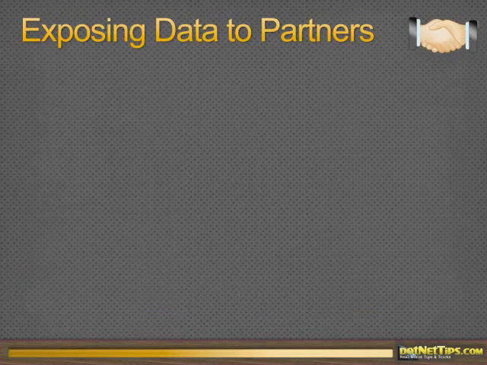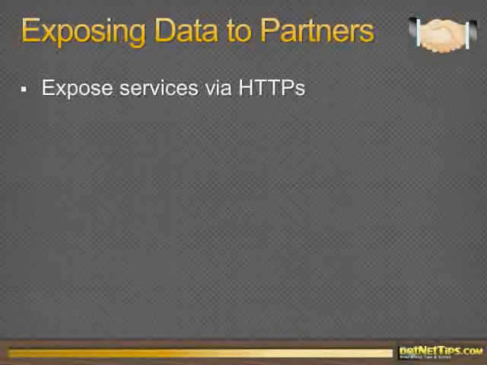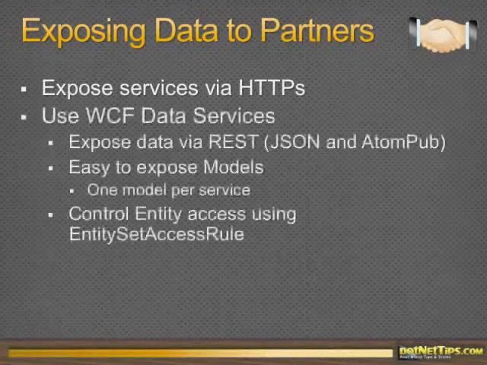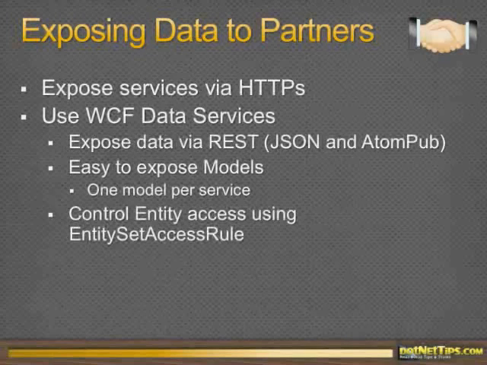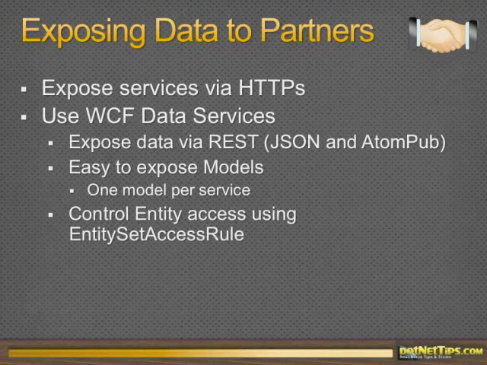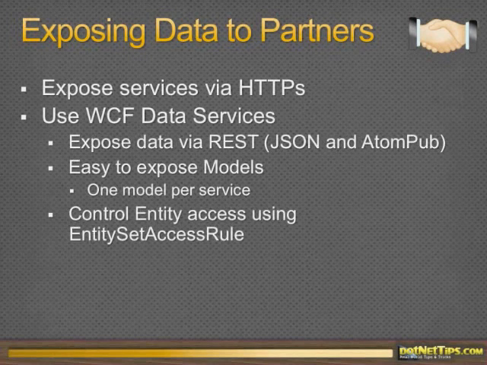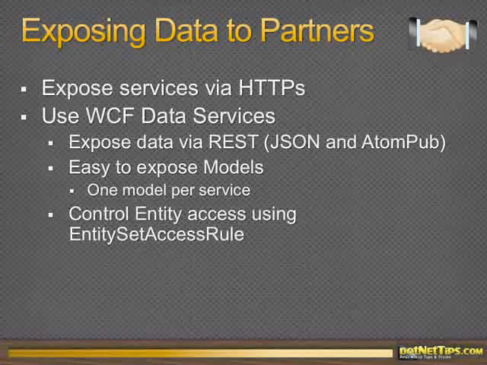So exposing the data to partners, of course, we're going to use services through HTTPS. That's, at least publicly, the only way we expose our data at work. And we're using the WCF Data Services to expose it through REST, like we saw in our last talk, through JSON and Atom Pub. It allows us to easily expose the models, one model per service. I already said that a few times. You can't combine the models into one service. But I like that because that's how we've separated it.